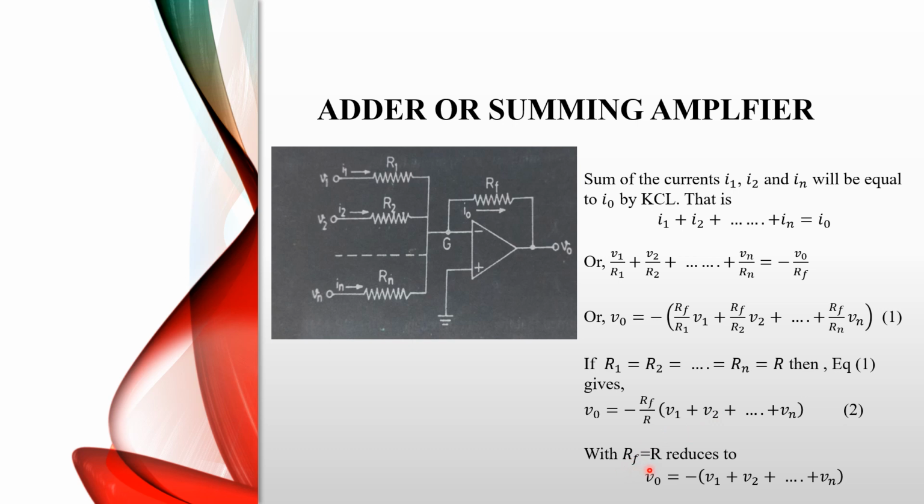If RF equal to R, then the equation reduces to minus V1 plus V2 plus dot dot Vn. Then we do not get the amplification part, we only get the adder part, the addition of the input voltages. So in this way we can step by step calculate the voltage gain of an adder or summing amplifier by using an op amp circuit. Okay. Hope you understand this topic.